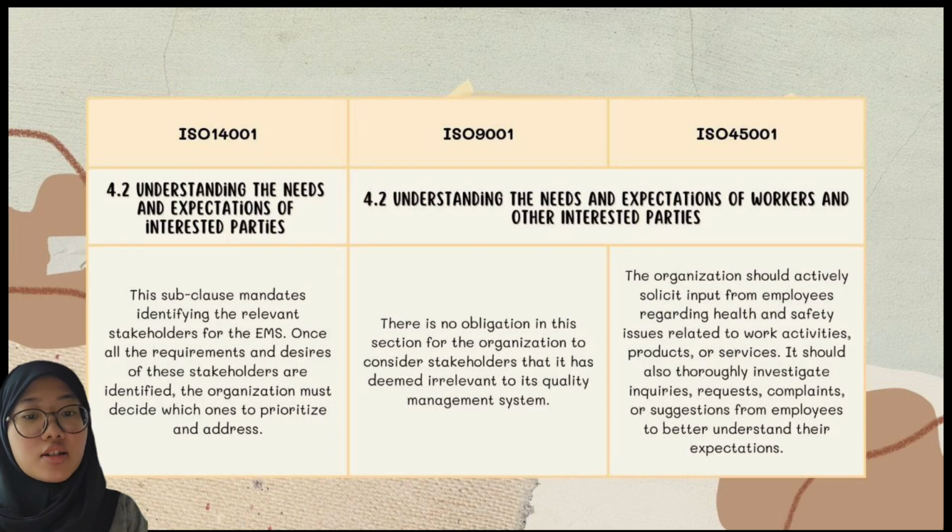What about understanding the needs and expectation of interested parties for ISO 14001? It means this subclause mandates identifying the relevant stakeholders for EMS. Once the requirements and desires of stakeholders are identified, the organization must decide which ones to prioritize and address. For ISO 9001 and 45001, it is to understand the needs and expectation of workers and other interested parties. When there is no obligation in the section for the organization to consider a stakeholder, it is deemed irrelevant to its quality management system.